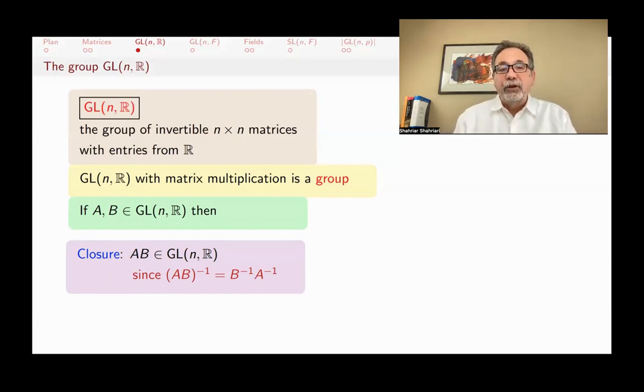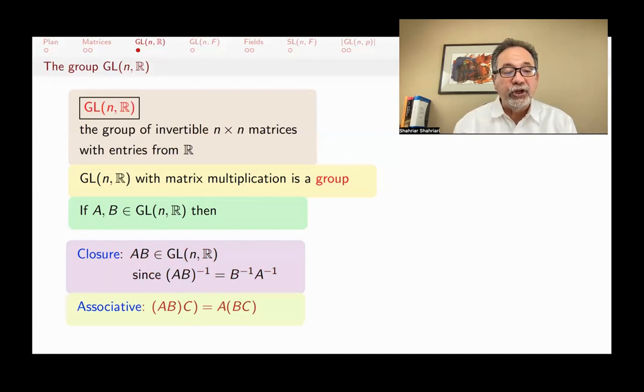This is an example of the socks and shoes theorem. If you put on your socks and then shoes, when you take them off, you've got to take off your shoes first, then your socks. So we have closure. We also have associativity. AB times C is the same as A times BC.